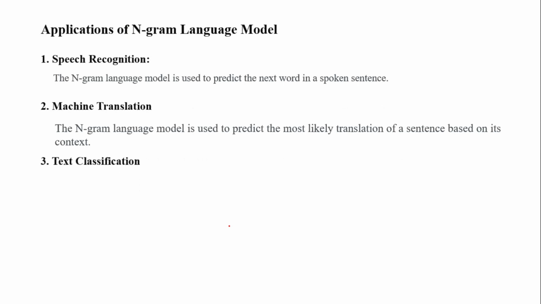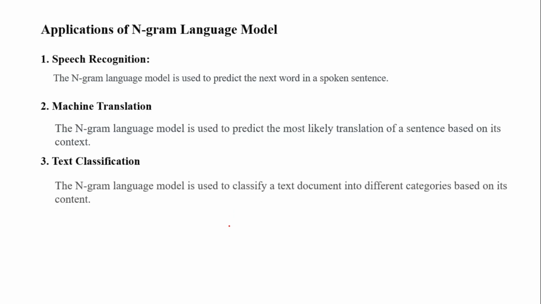Next, the third one is text classification. So this language model is used to classify. It can classify the given text document into different categories. So how this classification will be done is based on the given content.